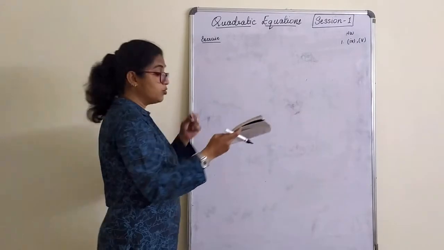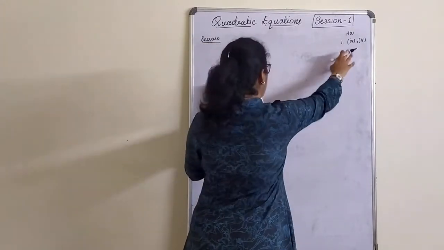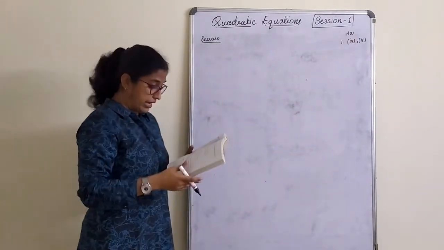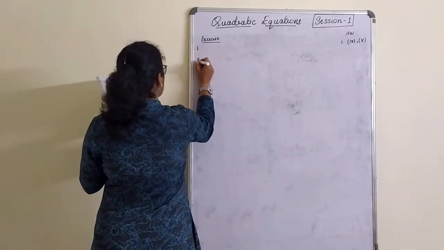Okay, I have marked 2 homework sums in this one. That is, fourth one is marked for homework, fifth one is marked for homework. 2 I have given for homework. I'll start with sixth one.